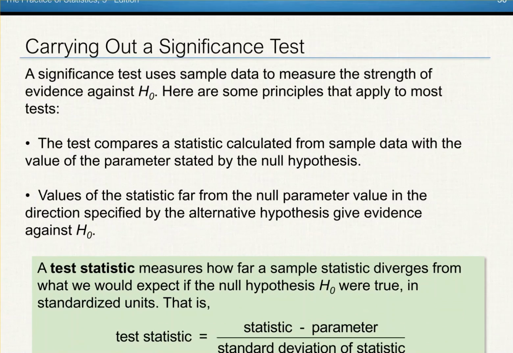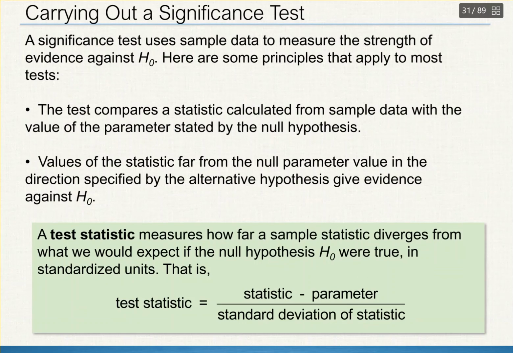So a significance test uses sample data to measure the strength of evidence against the null hypothesis. Here are the principles that apply to most tests. The test has to compare a statistic calculated from sample data with the value of the parameter stated by the null hypothesis. So again, we're trying to infer from sample data what the population proportion would be. And values of the statistic far from the null parameter value in the direction specified by the alternative hypothesis give evidence against the null hypothesis.